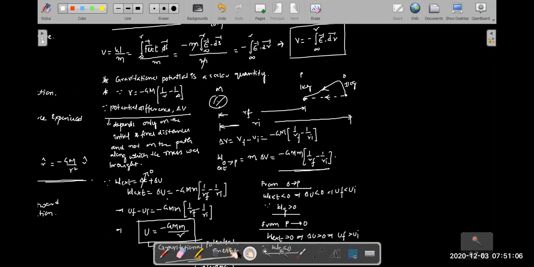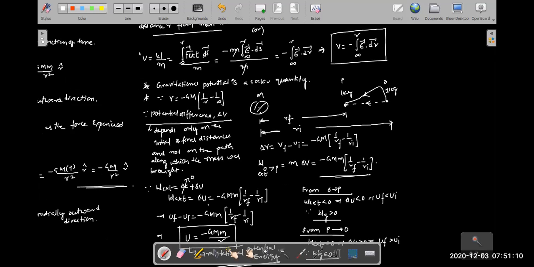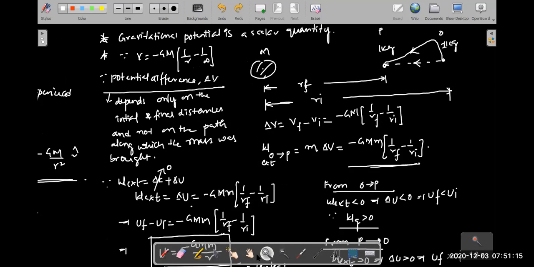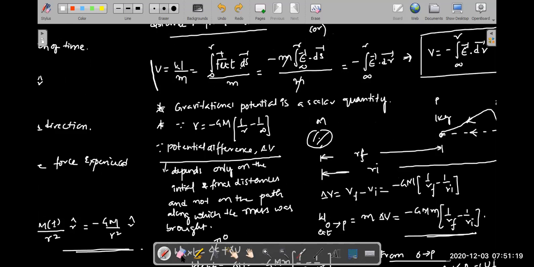In fact, here also we can tell work done is equal to total work done by mass, or we can also say that work done is equal to mass times potential. This is one very nice relation.